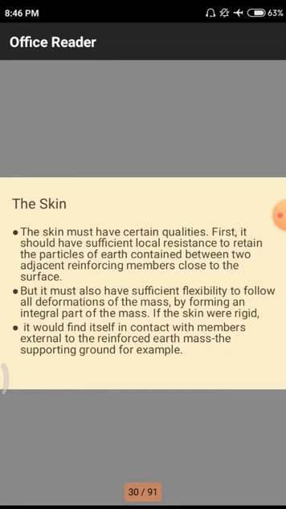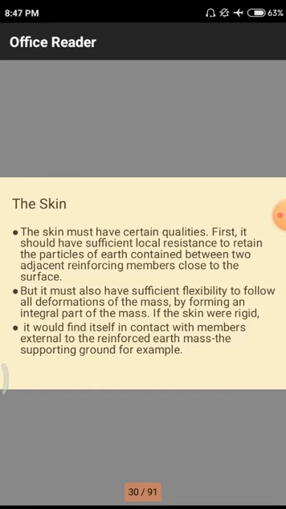In our body, the skin is the major organ. Likewise, in reinforced earth also, the skin has a major role for protection purposes. We have to discuss one by one. First of all, the skin must have certain qualities. That means it has to possess certain qualities to protect the soil mass and reinforcement from external parameters.